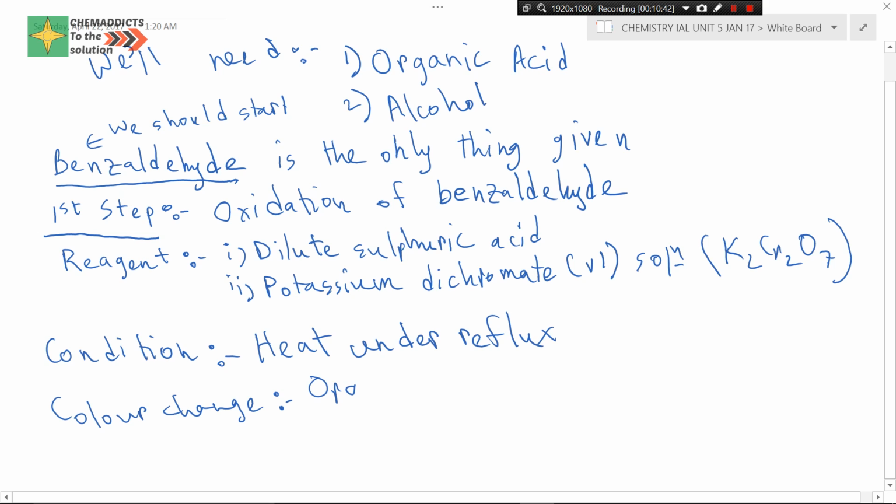orange to green. I guess you know that orange is due to chromium. Orange is dichromate. Orange is due to the color of dichromate, Cr2O7 2-, and green is due to the formation of Cr3+.